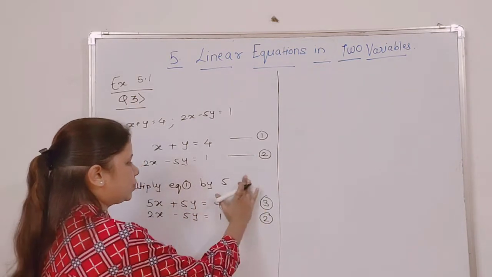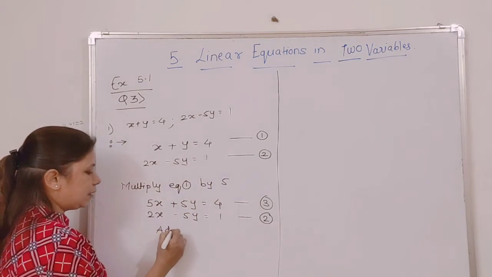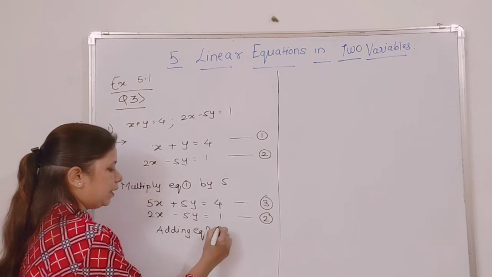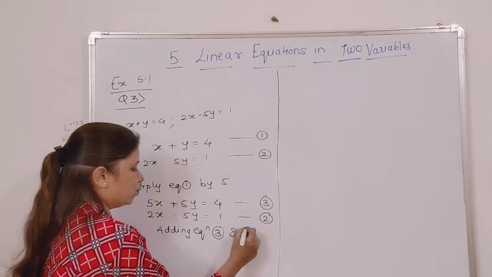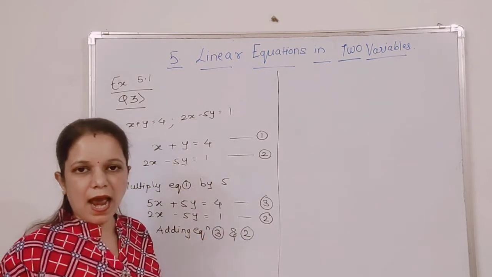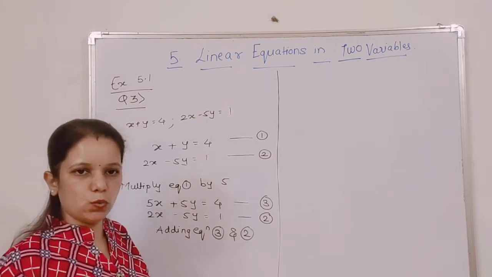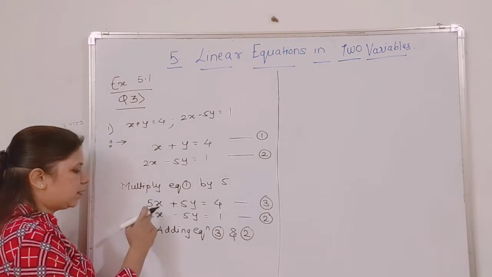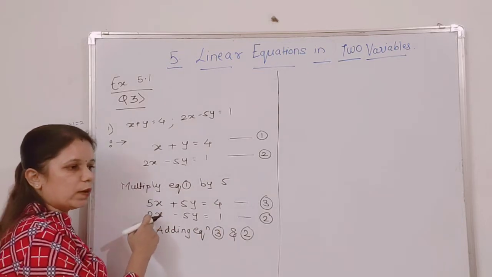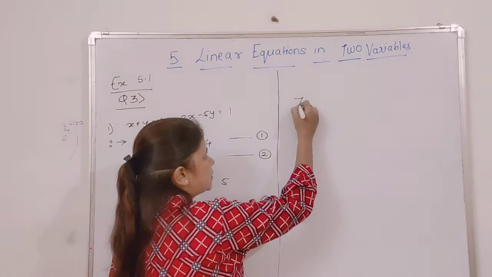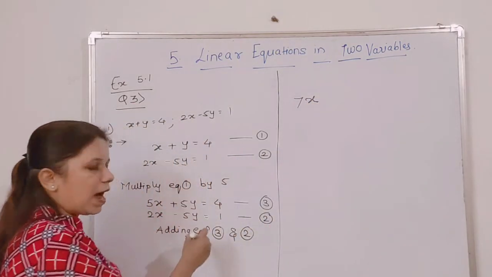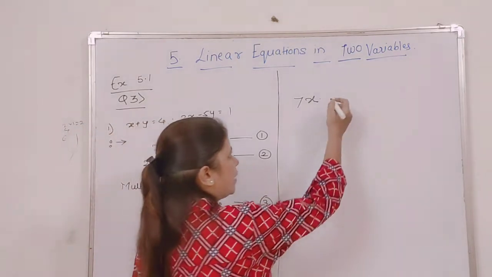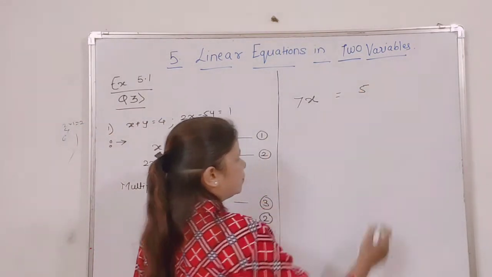Or you can just write here, adding equations 3 and 2. When we add equations 3 and 2, we get the following result. 5x plus 2x will give you 7x. y will be eliminated. 4 plus 1 will give you 5.